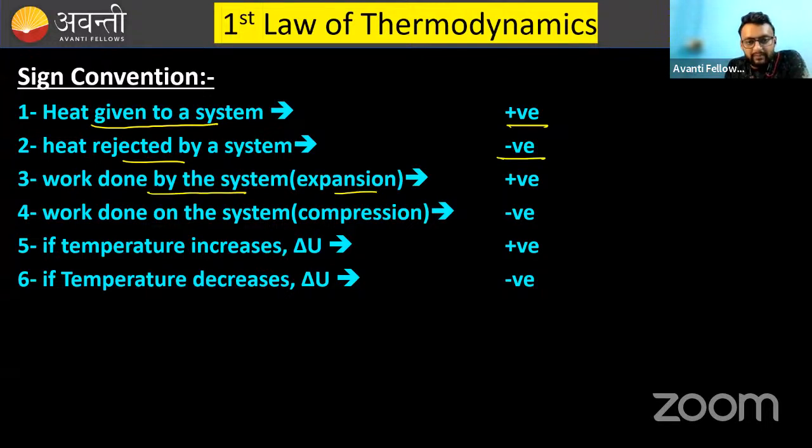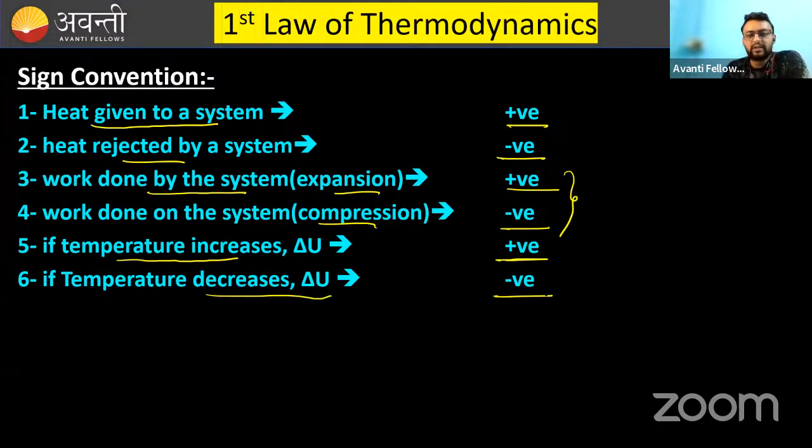Work done by the system, that means in expansion, work done is positive. In compression, work done is negative. That I have told you already. Now, if temperature is increasing, that means delta U is positive. If temperature decreases, then delta U is negative. The analogy by which you can remember this is up to you, but you should remember all these things. That's a mandatory thing. Clear? Okay, so we will move further.